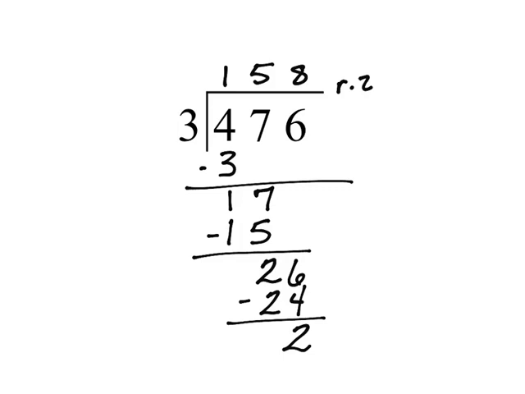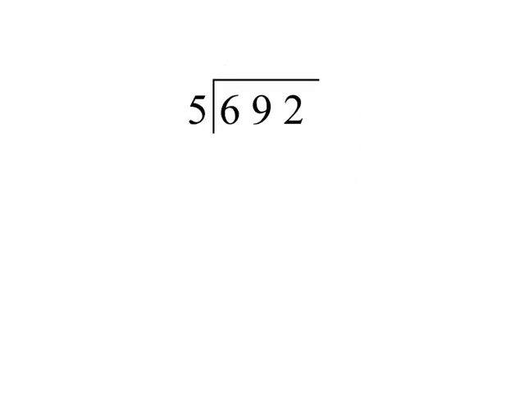You can never have a remainder that is the same as your divisor or larger. That means you've made a mistake. Let's go ahead and take a look at our next problem.